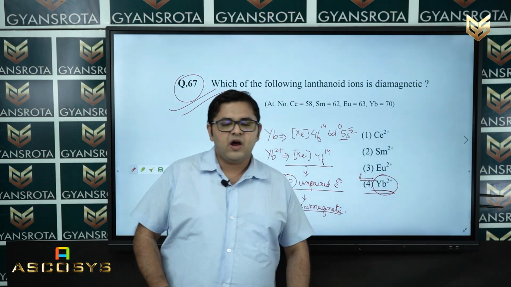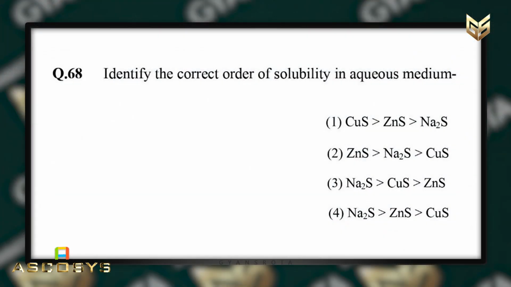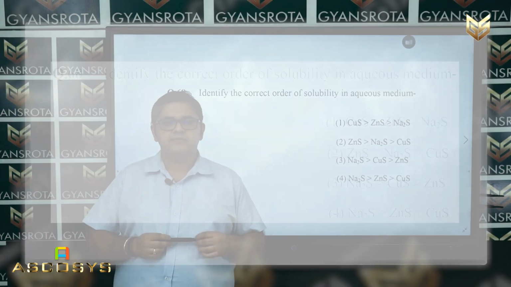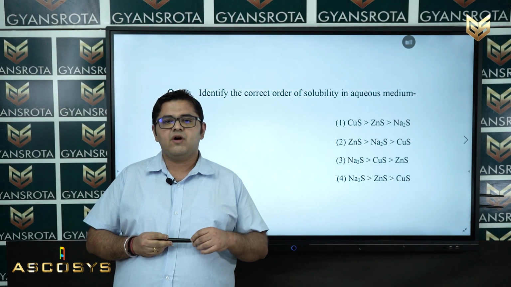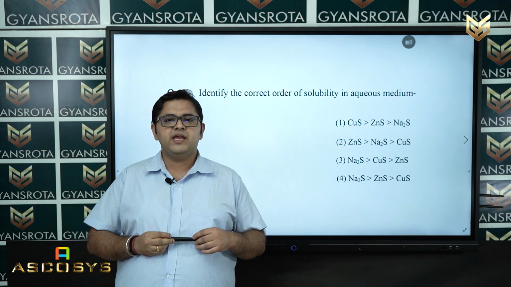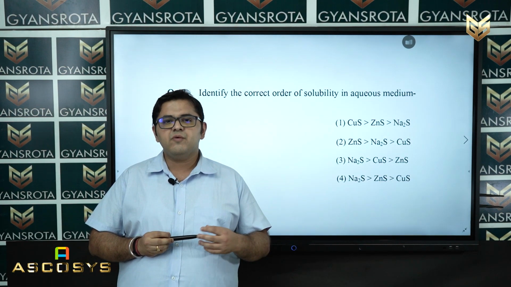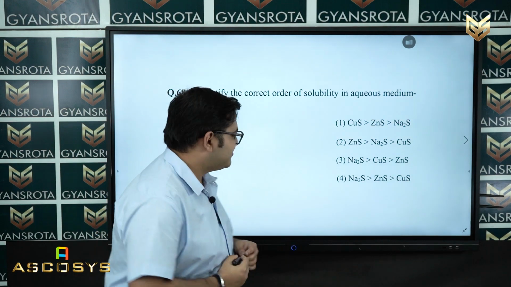Okay. So, now we are moving to another question, that is question number 68. Question number 68 is on your screen. Identify the correct order of solubility in aqueous medium. This question comes again from the D and F block elements of your class 12 NCERT. So, now we are moving to the solution part.